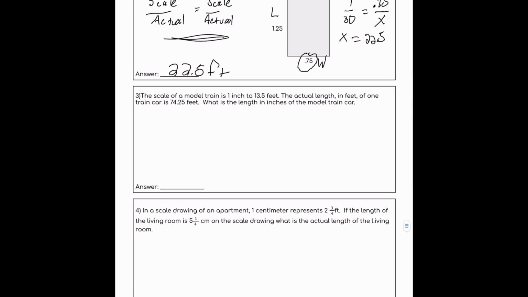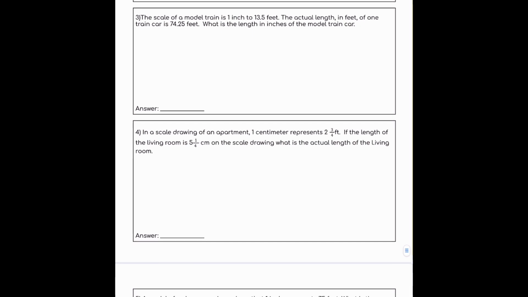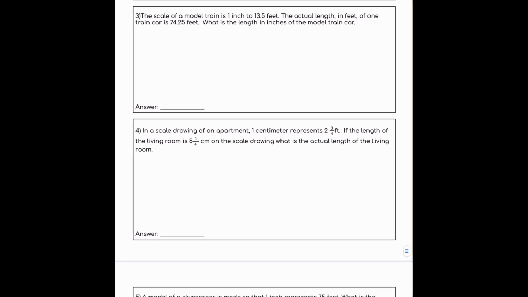If you want to try example number 3 on your own, go ahead and hit pause and try example number 3 on your own. Example number 3. The scale of a model train is 1 inch to 13.5 feet. The actual length in feet of one train car, so the actual, is 74.25 feet. What is the length of the model train car?